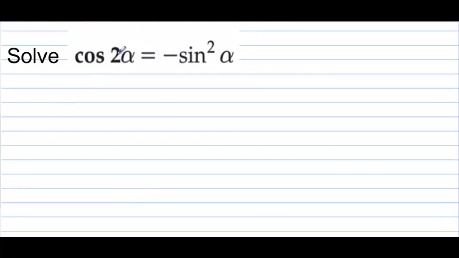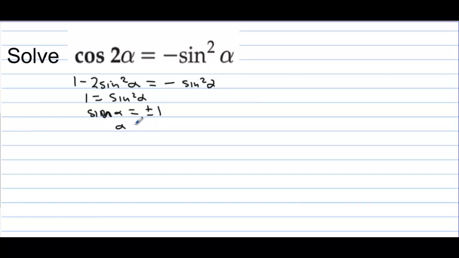Here we have cosine of 2 alpha equals negative sine squared alpha. There are 3 ways to write cosine 2 alpha. Let's choose 1 minus 2 sine squared alpha equals negative sine squared alpha. If we add 1 over, we have 1 equals sine squared alpha. And so sine of alpha is equal to plus or minus 1. So alpha is equal to pi over 2 and 3 pi over 2.